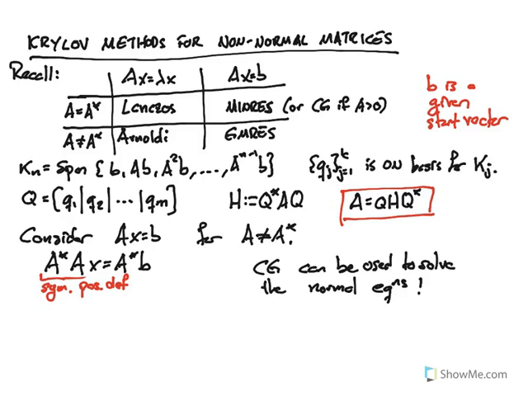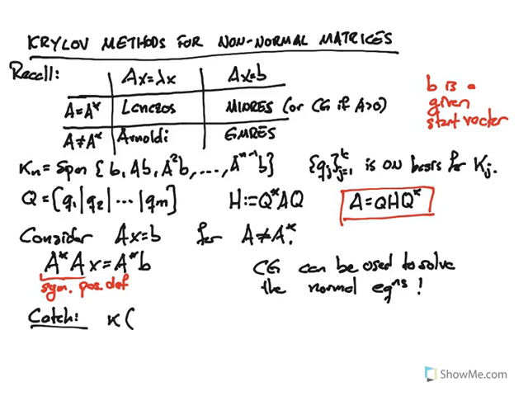And notice that this actually works even when A is rectangular. If it's an overdetermined least squares problem, as long as it's full rank, this method will work very well for that case as well. But there is a catch, and it is the following.